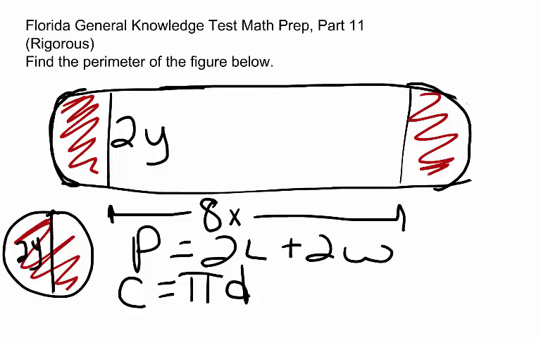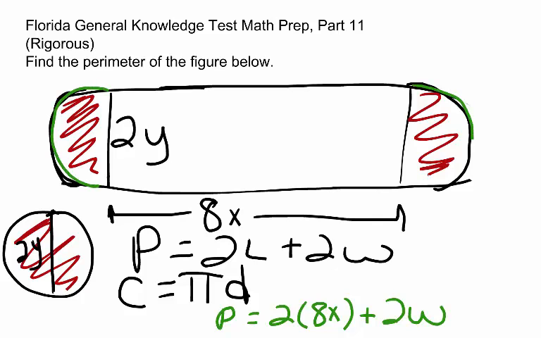So, for our perimeter, we have 2 times our length, which is 8x, plus 2 times our width, but if we just put in 2y here in place of w, we won't be able to get the circumference of the circle.